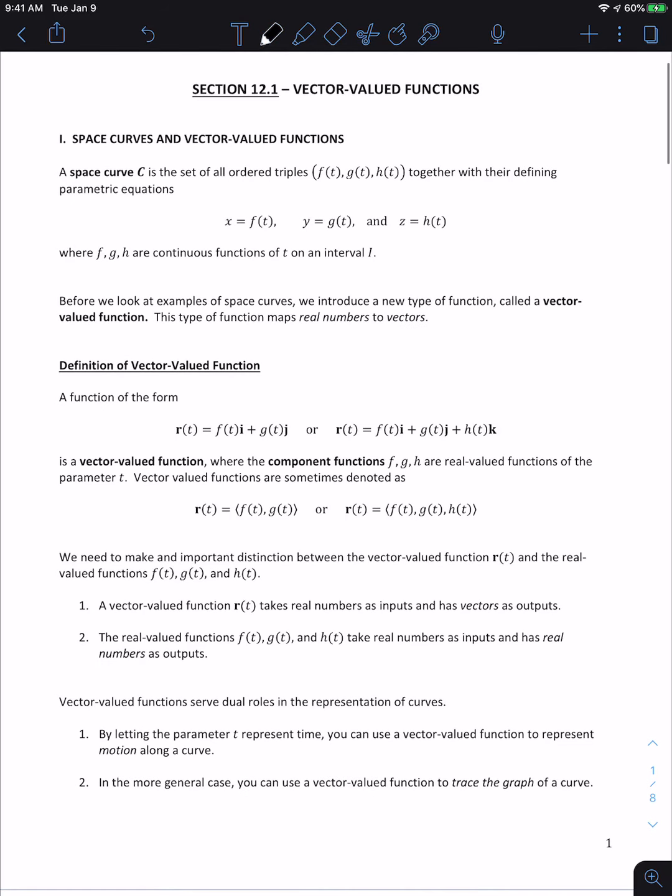So vector valued functions serve dual roles in the representation of curves. Vector valued functions really are how we represent curves in the plane. So the first way is by letting the parameter t represent time. You can use vector valued functions to represent motion along a curve. Just like in the example of using the parameter t as time in the 2 dimension, it can represent motion along the plane. Now we can have motion along a curve, right, in 3D space. In the more general case, you can use a vector valued function to trace the graph of a curve.